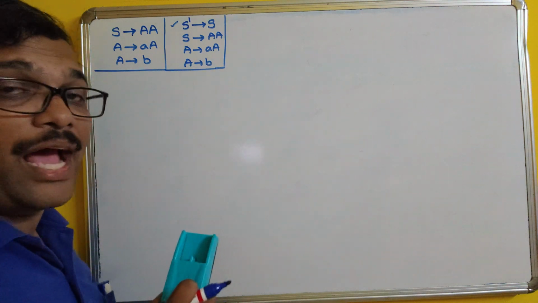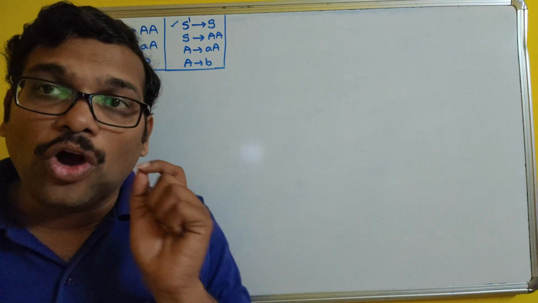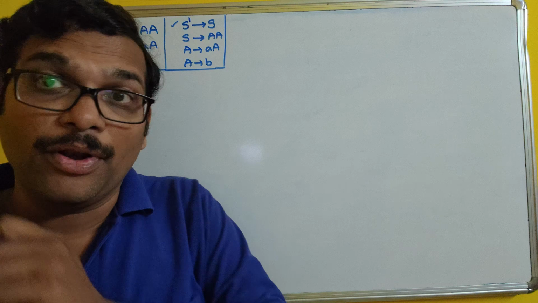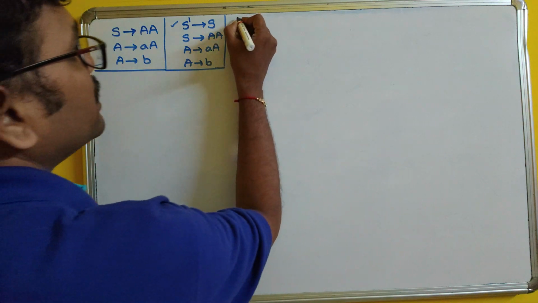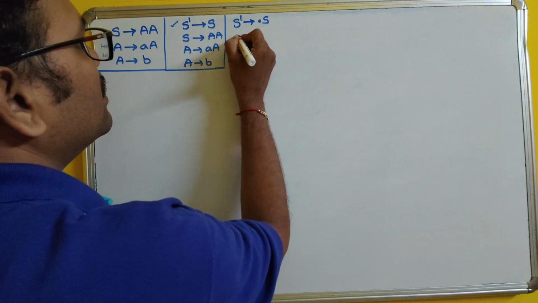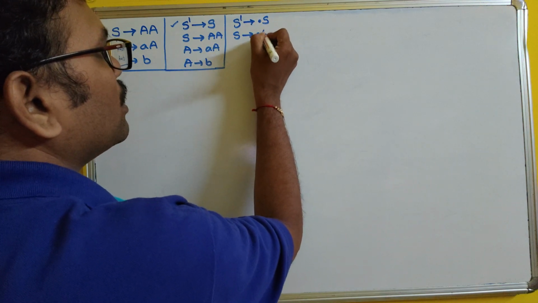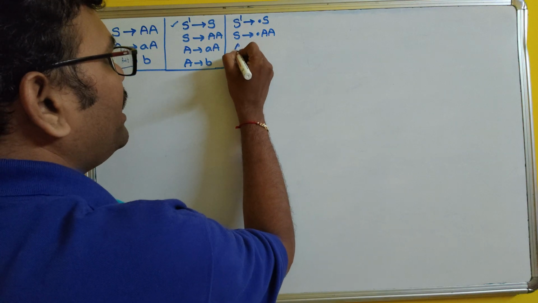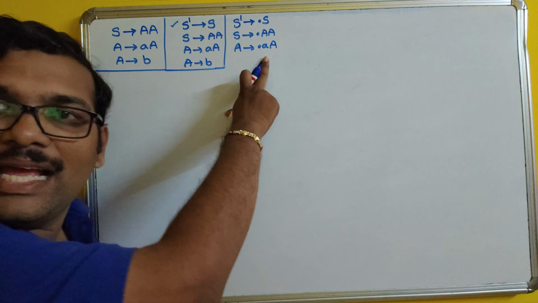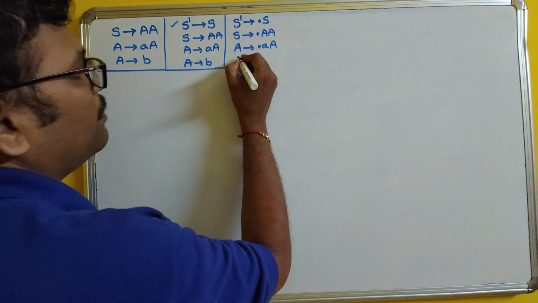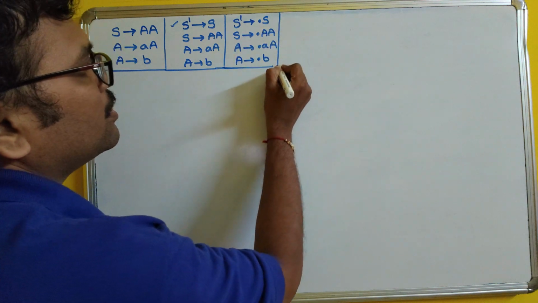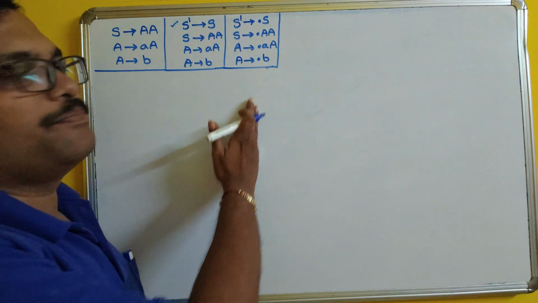The next step is we have to insert the dot symbol at the starting of every right hand side of the production. Every production right hand side. So the next one, S dash tends to dot S. S tends to dot A. A tends to dot A. So here small a is a terminal, capital A is a non-terminal, and again A tends to dot B. So this is the first step, second step, right?